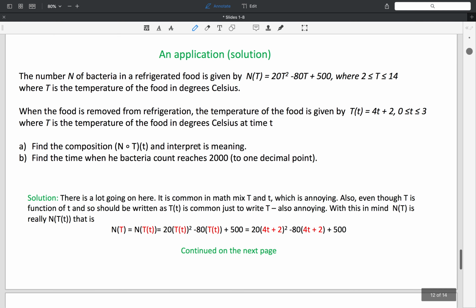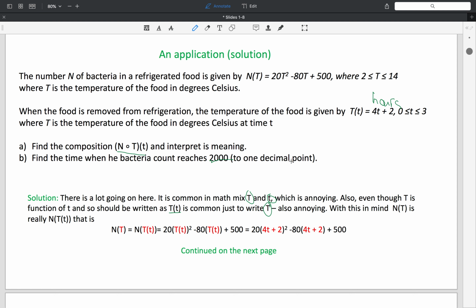Okay, I'm at the next slide, and I'm just repeating the information here. Again, this is hours. And so I want to find this composition, N of T, and then find the time when the bacteria count reaches 2,000, at 1 decimal point. Okay, there's a lot going on. So it's common in math to mix stuff like that, the same concept using different letters. I find that annoying. And even though N is a function of T, and so it should be written like this, it's also common just to write the T as we do there.